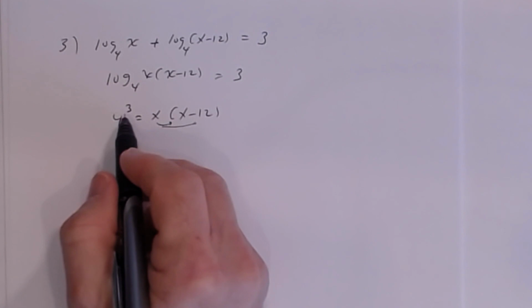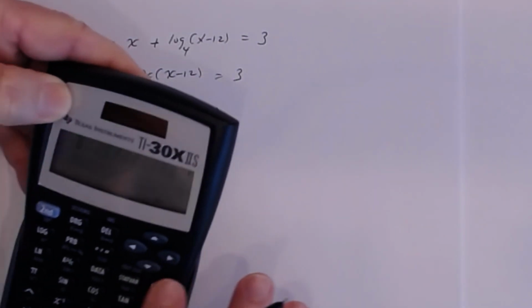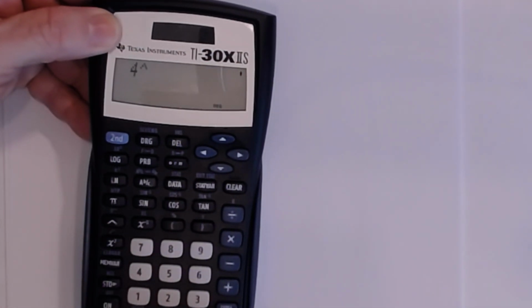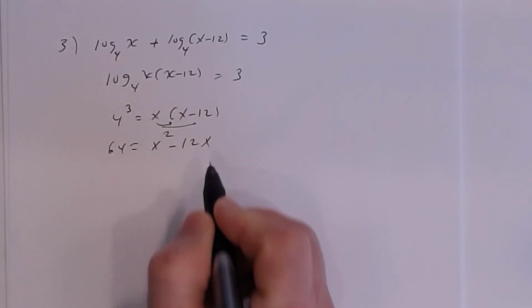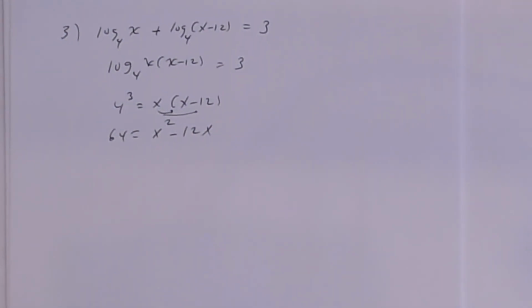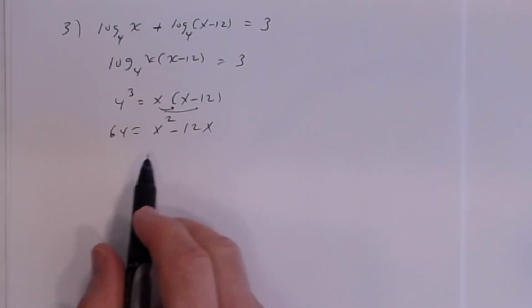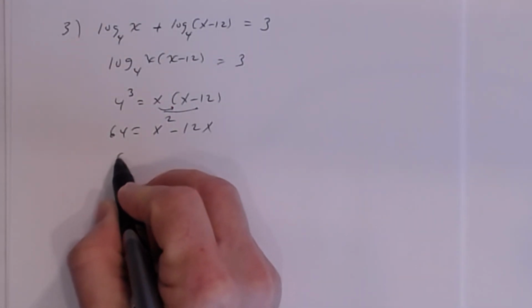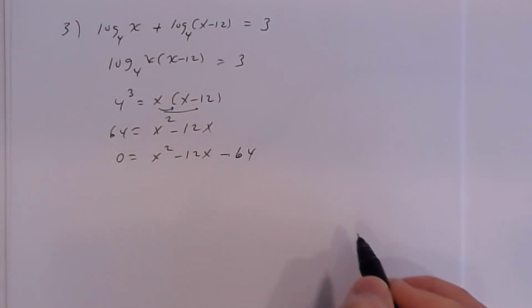But keep in mind that 4 cubed, you've got to figure out what that is. If you can't do it real quickly in your head, then just use your calculator. 4 raised to the 3rd power is 64. So I get 64 equals x squared minus 12x. So this is quadratic, and now you've got to solve this quadratic equation. So let's go ahead and bring the 64 to the other side. So I get 0 equals x squared minus 12x minus 64.